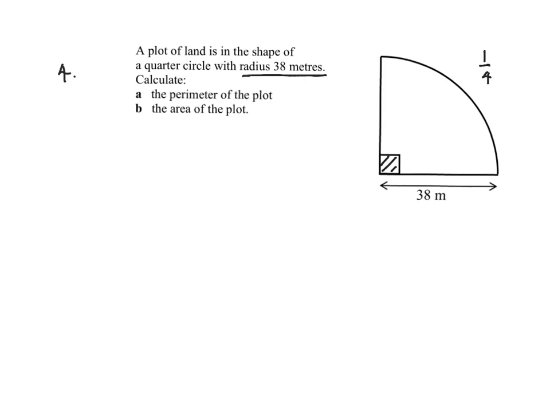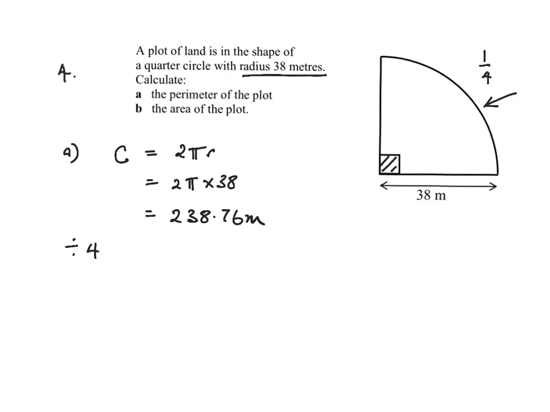The perimeter, what we're going to have to work out first of all is the length of this curved section. So circumference is 2 pi r. So it's 2 pi times 38. Calculator gives us 238.76 divided by 4. 59.69 metres. So that's the length of the curved part of the shape.